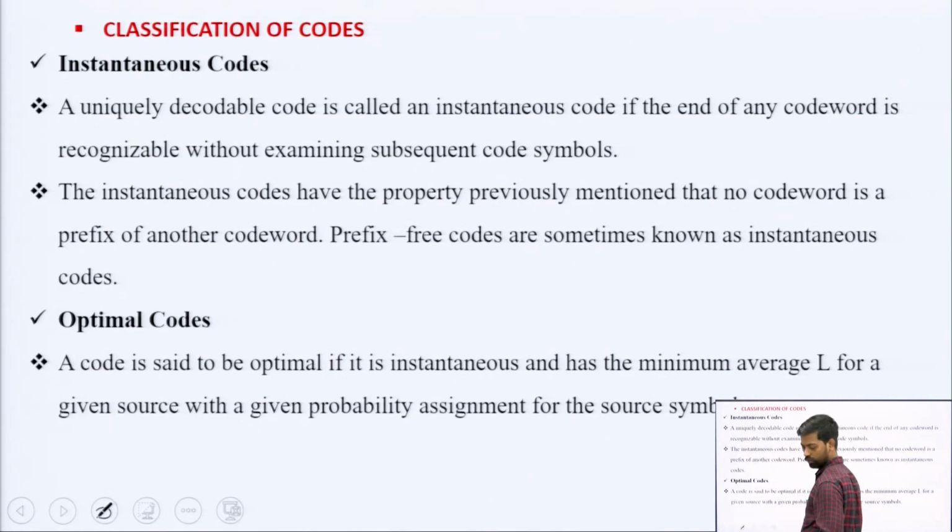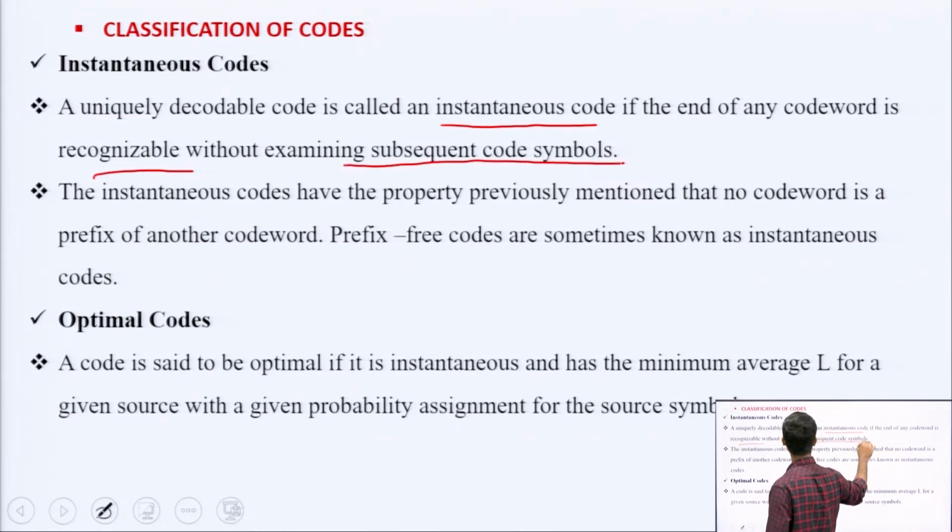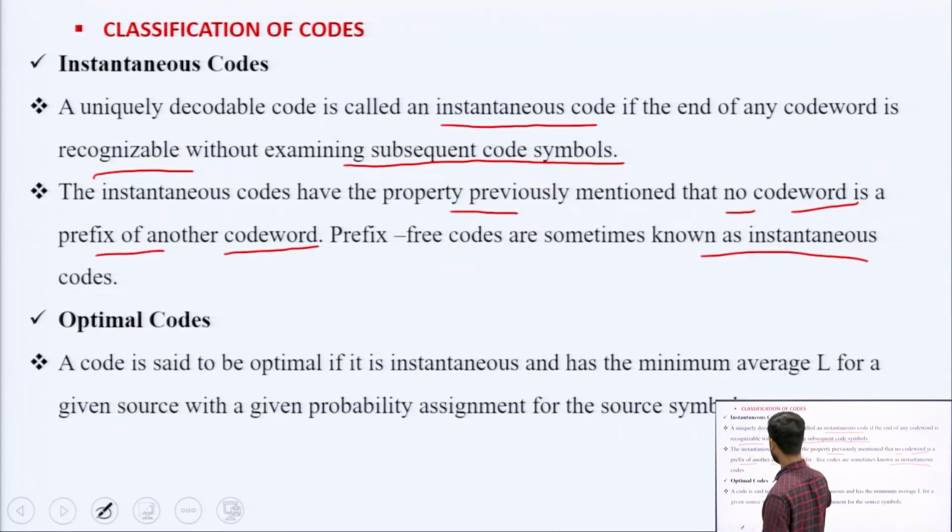Next one is the instantaneous code. A uniquely decodable code is called an instantaneous code if the end of any code word is recognizable without examining subsequent code symbols. So, the instantaneous code has the property previously mentioned that no code word is a prefix of another code word. So, prefix free codes are sometimes known as instantaneous codes. Whatever the prefix codes are, these are categorized as instantaneous codes.